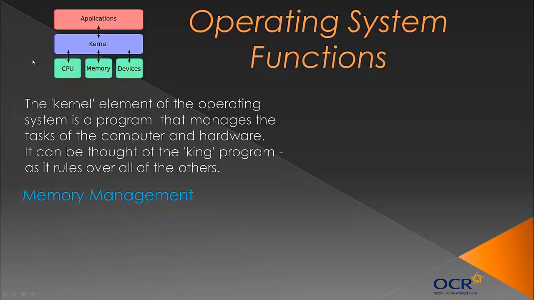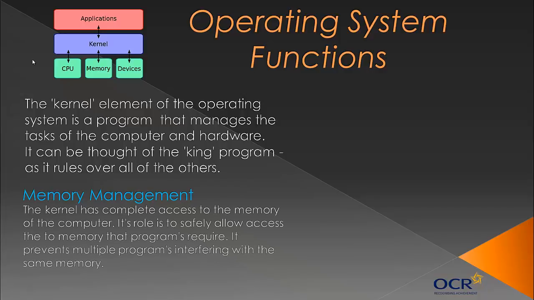So an important function of the operating system, and specifically the kernel, is memory management. The kernel has complete access to the memory of the computer, and its role is to safely allow access to the memory that the programs require. So essentially the kernel's job is to manage memory access. If you're running multiple programs at any given time, it makes sure that they don't all interfere with the same memory.